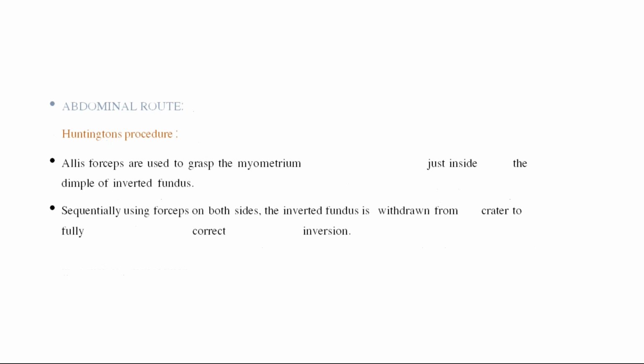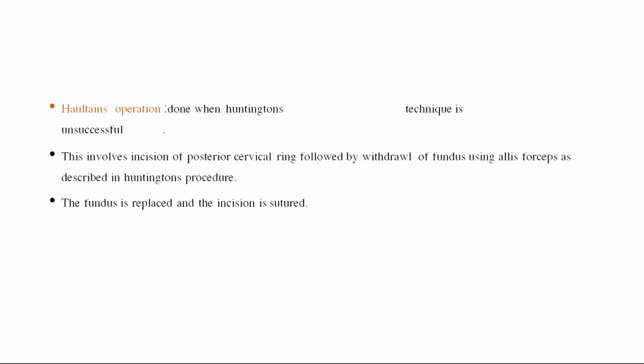In case of failure, we can go for 2 surgeries. Remember, the abdominal variety is known as Huntington's operation. What we will do, we will open the abdominal cavity. Allis forceps are used to grasp the myometrium. Wherever the dimple we can see, we have to hold at the level of the fundus and grasp with the Allis forceps, and sequentially using forceps on both sides, the inverted fundus is withdrawn up and it should be corrected.